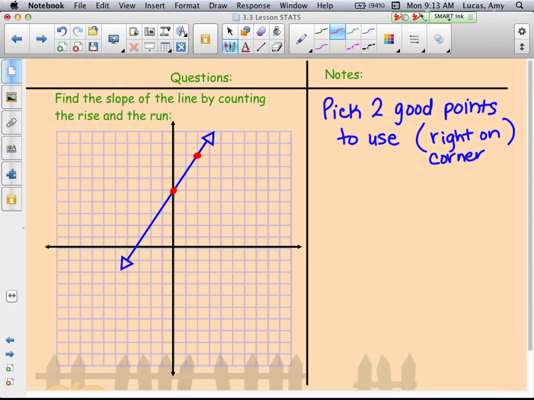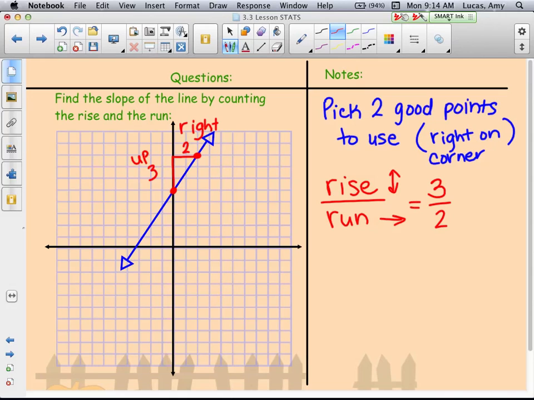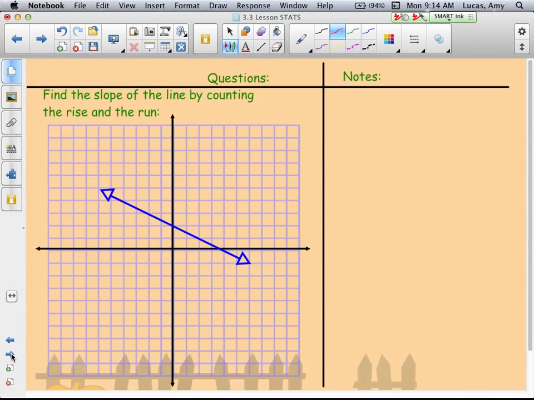There are other points that are good to use, but I'm going to choose to use those 2 because you only need 2. Now I know this slope is going to be positive because the line is going up from left to right. So rise over run. I start on the left. I go up 1, 2, 3. And then I go over 1, 2 to the right. So up 3, over 2. My slope is positive 3/2. You don't want to turn your slopes into decimals or mixed numbers. Just leave it in improper fraction, as long as it's in lowest terms.